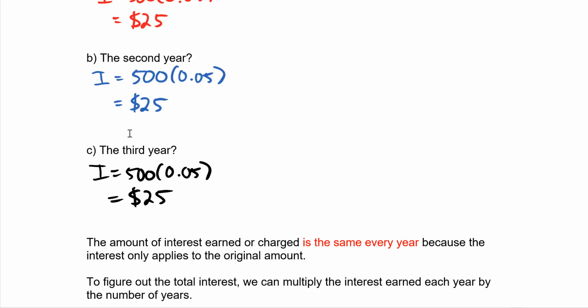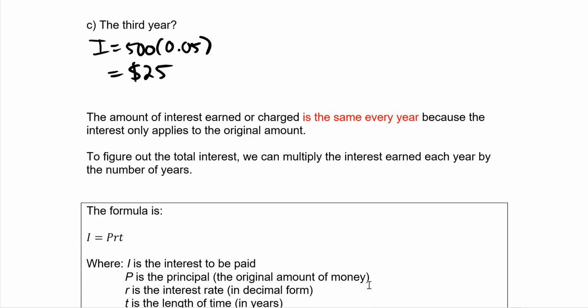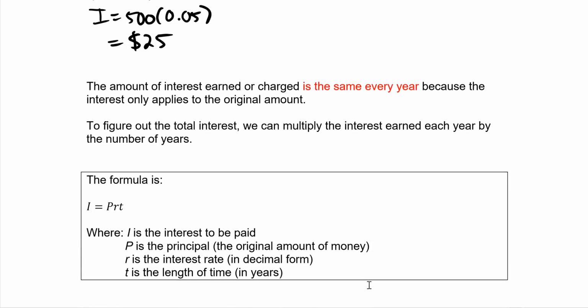So if we were to say that 6 or 7 years have gone by, we can simply multiply the interest earned each year by the number of years. And that gives us our formula for simple interest. So capital I is for the interest to be paid or charged. P is for the principal, the original amount of money. R is the interest rate in decimal form. Now that P times R, that's the calculation I was doing before, the principal times the interest rate. But now we'll be multiplying by T, which is the length of time in years. And that will give us the total interest earned during that time.